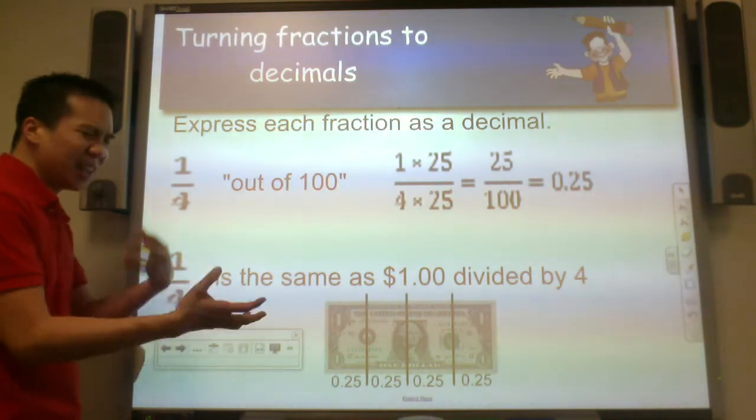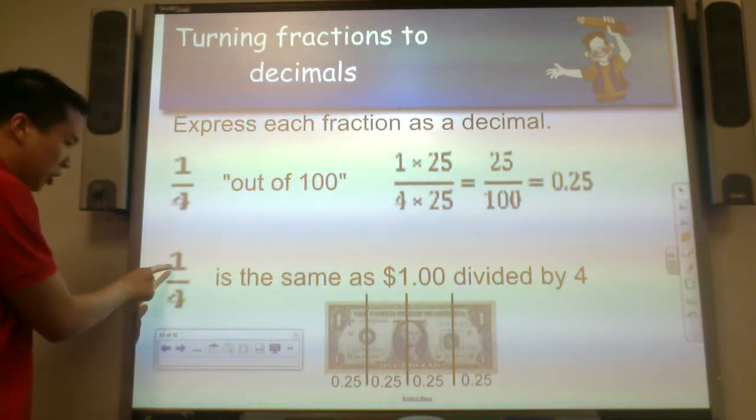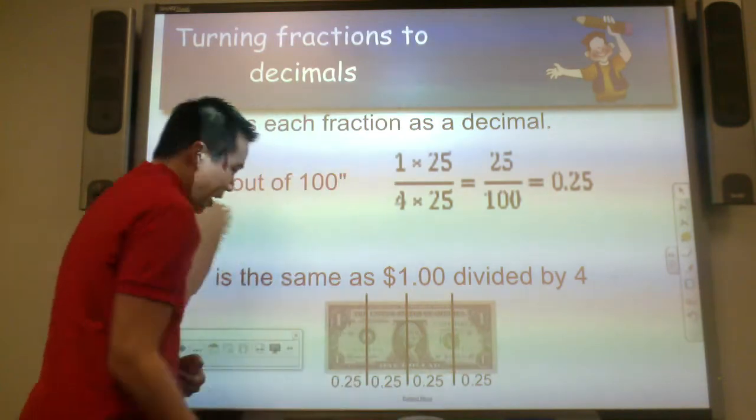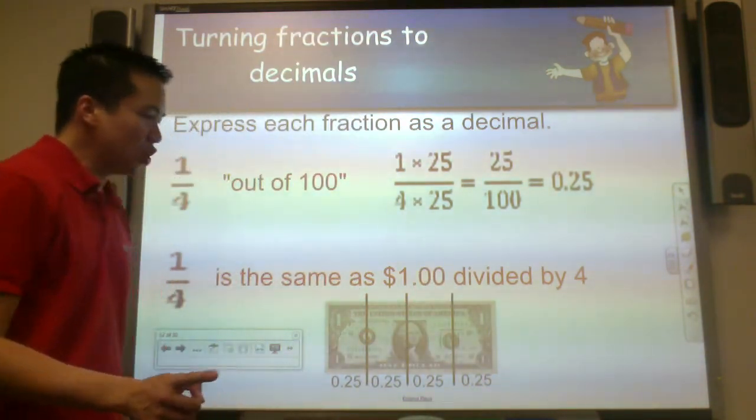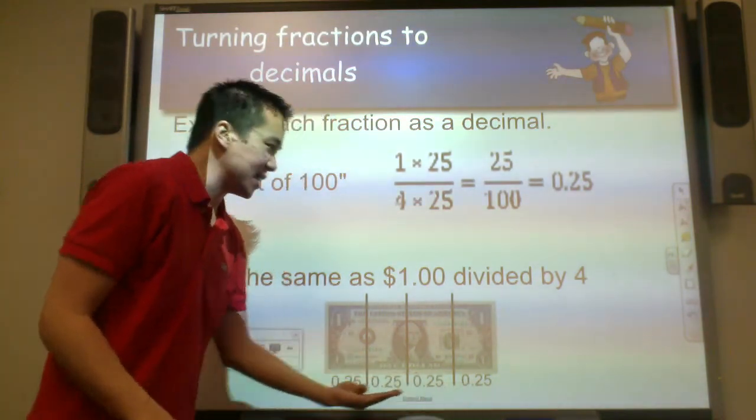I want to think of money to help me out. I have a dollar. I divide it into 4 equal parts. So each one is 25 cents. That's another way to think of it.